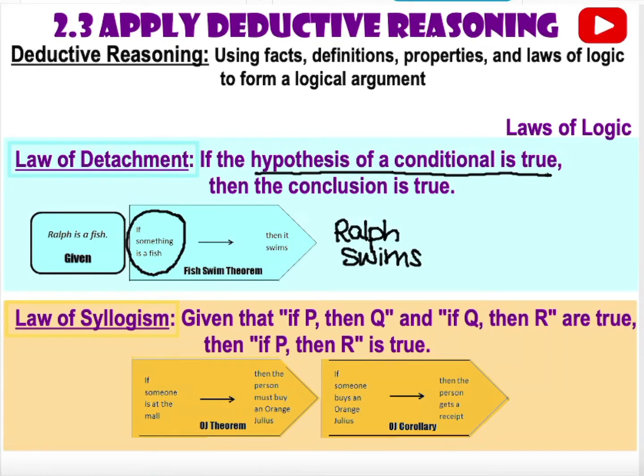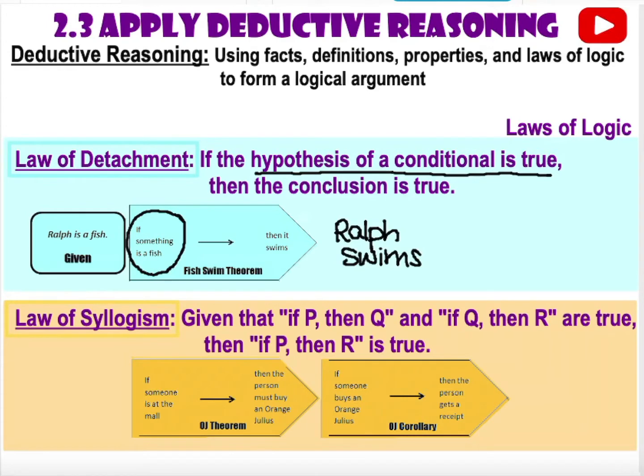The law of syllogism. This one sounds a little complicated. Given that if P then Q and if Q then R are both true, then if P then R is true. This law just says that you can hook 2 if-then statements together as long as the conclusion of the first matches the hypothesis of the second. And we've already done this. You know how to do this.